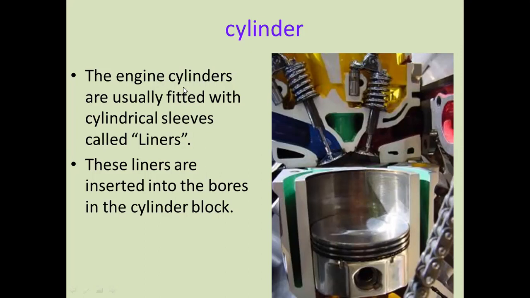The engine cylinder is usually fitted with cylindrical sleeves called liners. These liners are inserted into the bore of the cylinder block. Here we can see the cut section of the cylinder, and this cavity is where water is circulated, so it is called the water jacket. Below the upper layer of the cylinder there are two valves: the inlet valve and the exhaust valve. Through the inlet valve atmospheric air enters the combustion chamber. Through the exhaust valve the burned gases go to the atmosphere.